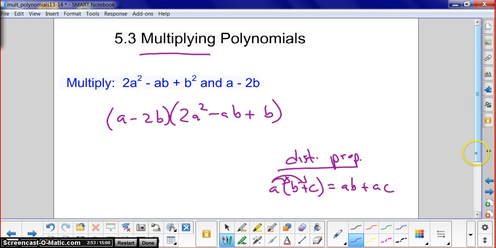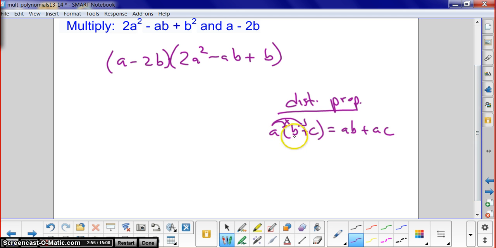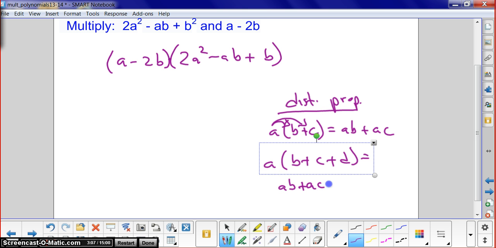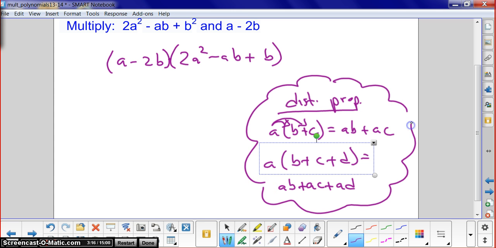But you know, the distributive property holds not just for a monomial times a binomial, it holds for a monomial times a trinomial as well. And so instead of adding these all together and then multiplying by a, I might choose to just multiply a by each one separately and then add those together. That's the distributive property. So when we do polynomial multiplication, we're simply using the distributive property over and over again. So let's see what that looks like here.